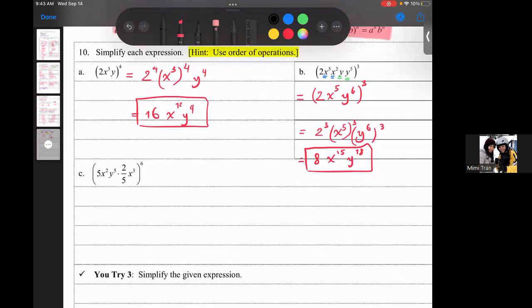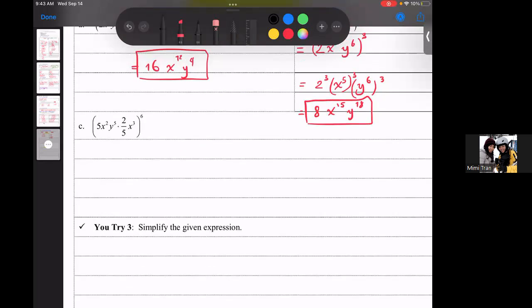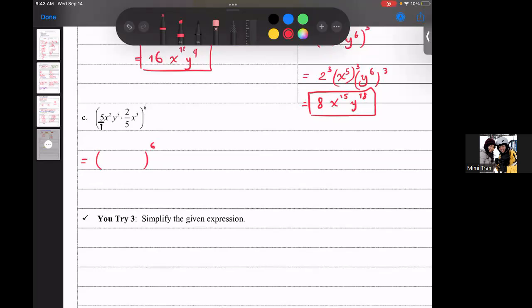Okay, let's do C. If I see 2 fractions like this, you don't have to, but for my habit, I like to write it 5/1. So again, I'm gonna clean the inside first. So still outside is this to the 6th power. I'm gonna group them together. The 5/1.